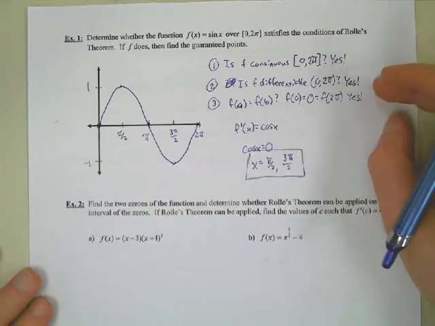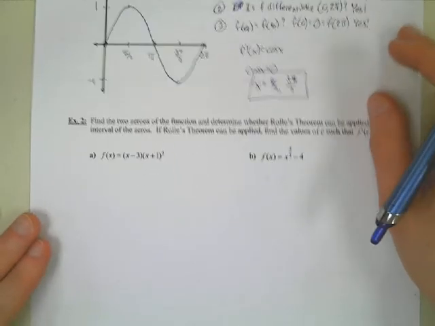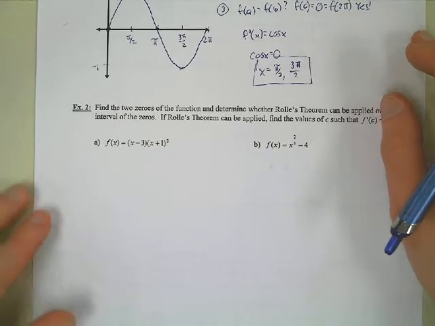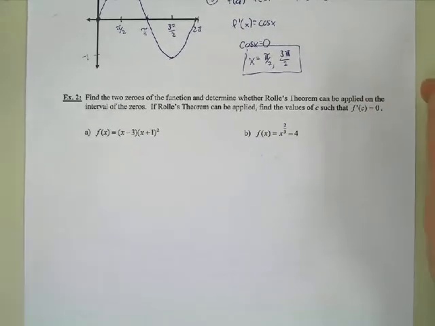All right, so letter A. Find the 2 zeros of the function and determine whether Rolle's theorem can be applied on the interval of the zeros.